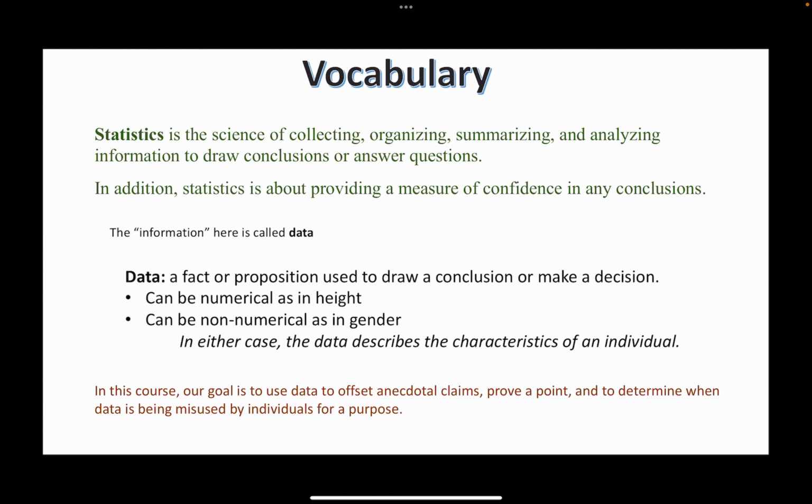We are going to take a look at different anecdotal claims. We're going to be proving points. We're going to be taking a look at whether or not the data is used correctly. So this is what we're doing in this course.